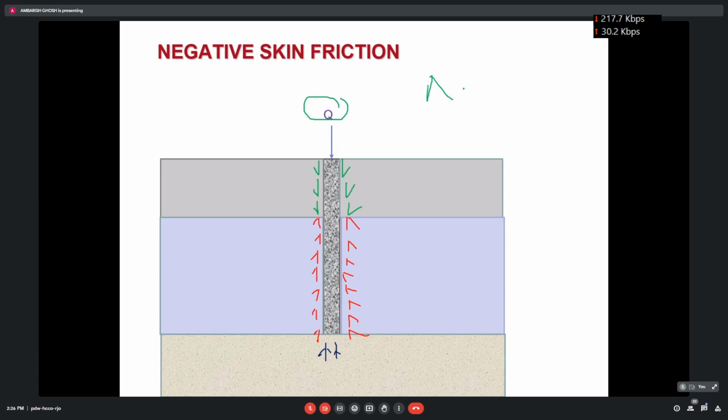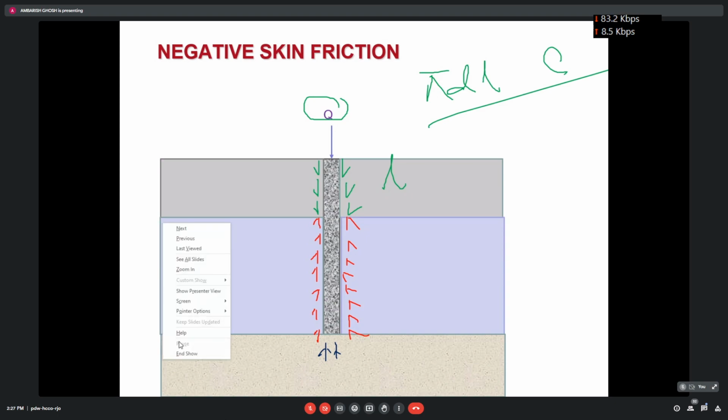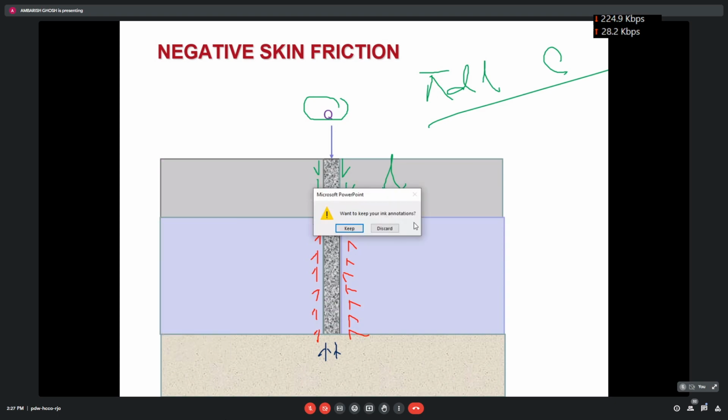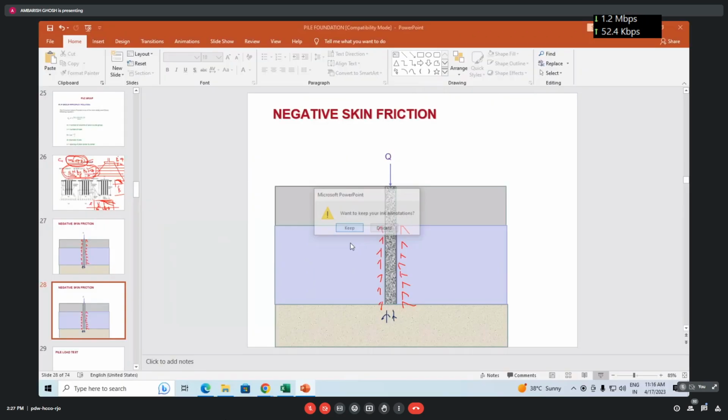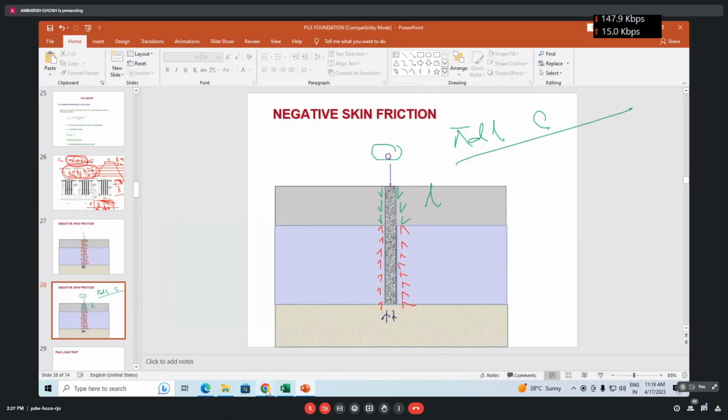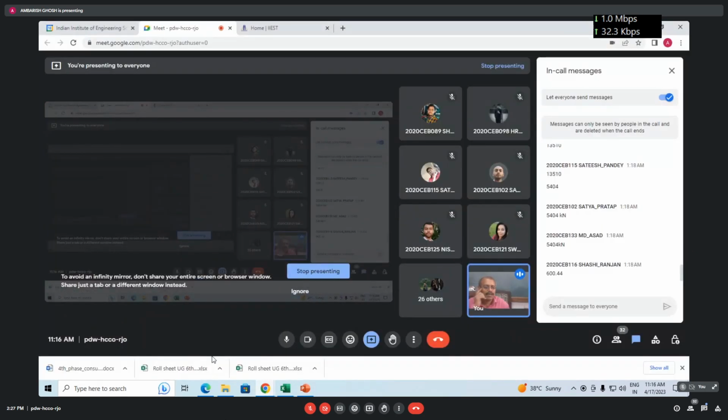It is perimeter into this L part into C. Very easy. Clear? Yes, sir. Okay, anything else?